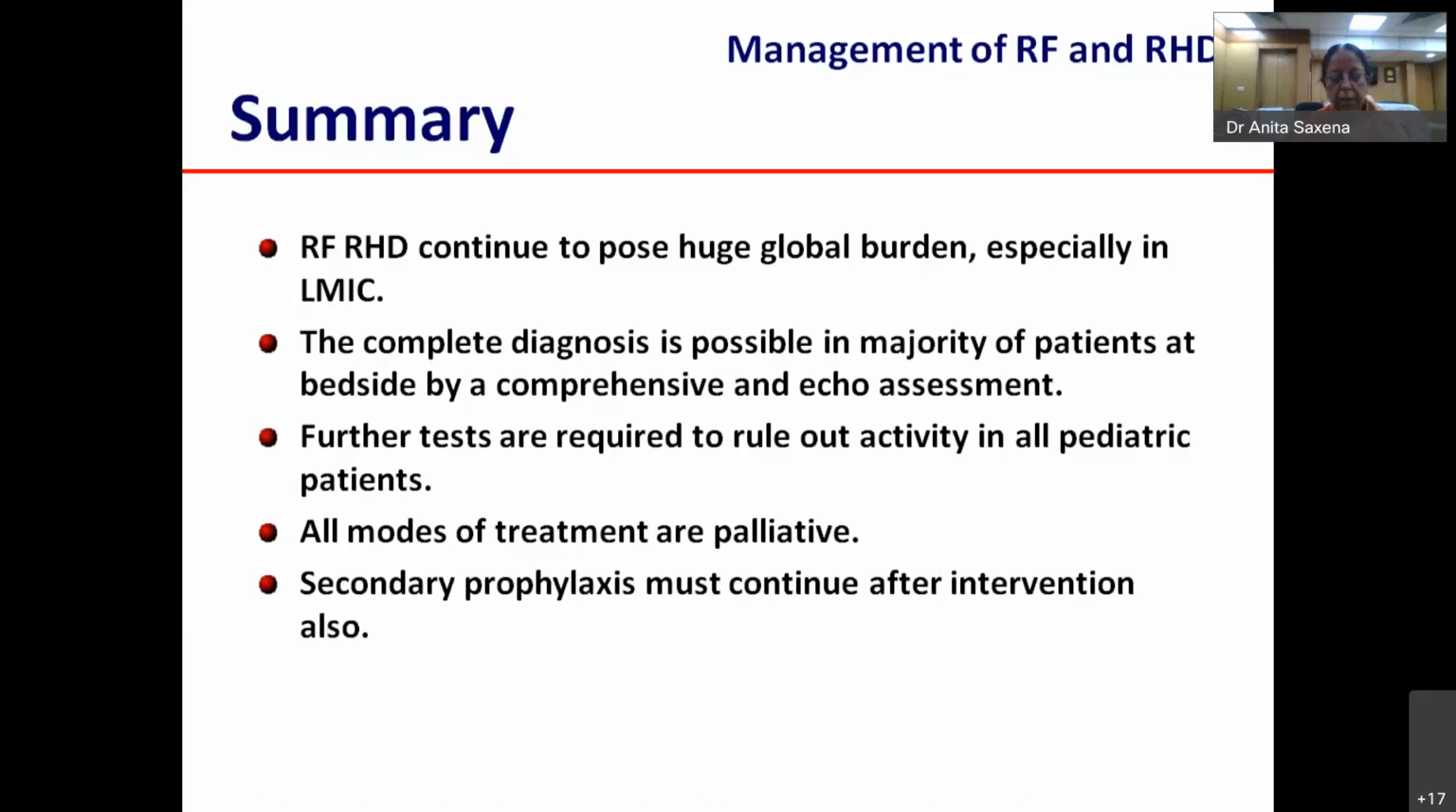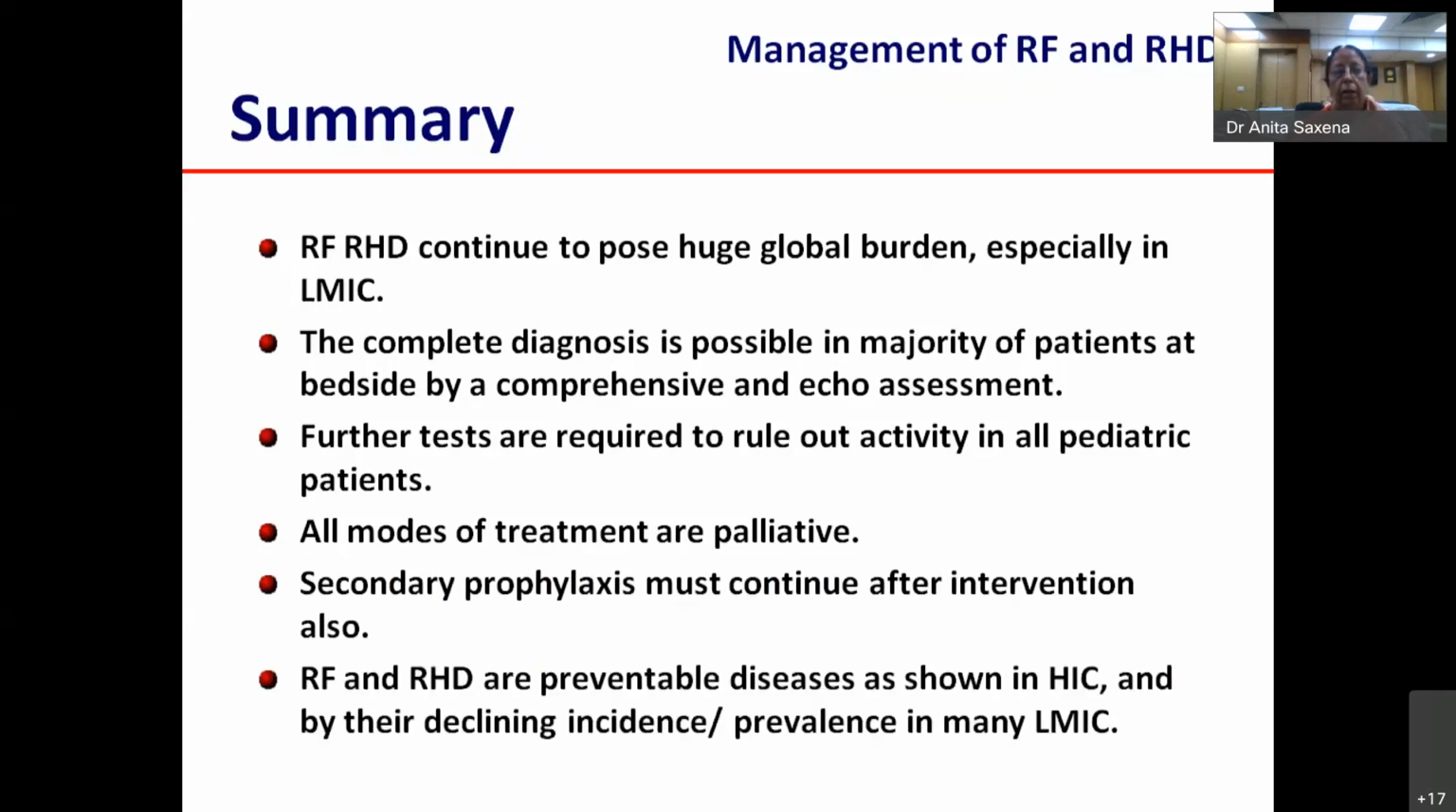Secondary prophylaxis must continue after intervention also, because if you have done something to the mitral valve, patient can still get aortic valve involvement, and therefore to save another valve, you should continue with secondary prophylaxis. And finally, rheumatic fever and rheumatic heart disease are preventable diseases, as has been shown in high income countries and also has been shown successfully in several low and middle income countries.